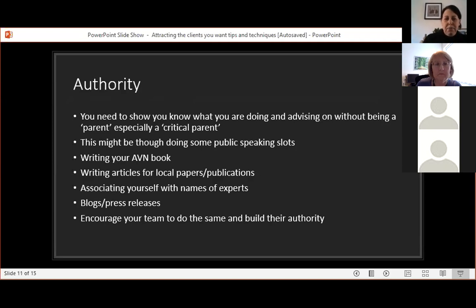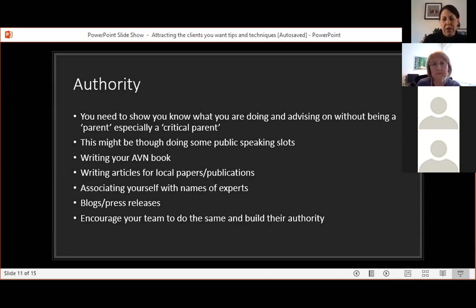Things like blogs and press releases. Again, blogs are a very simple way of, in essence, writing a short article and getting it out to many people, which puts you in their area of knowledge, but it also puts you in their area of people that they go to for support and guidance. They know your name, they trust your name, they will then come to you. So think about things like this.